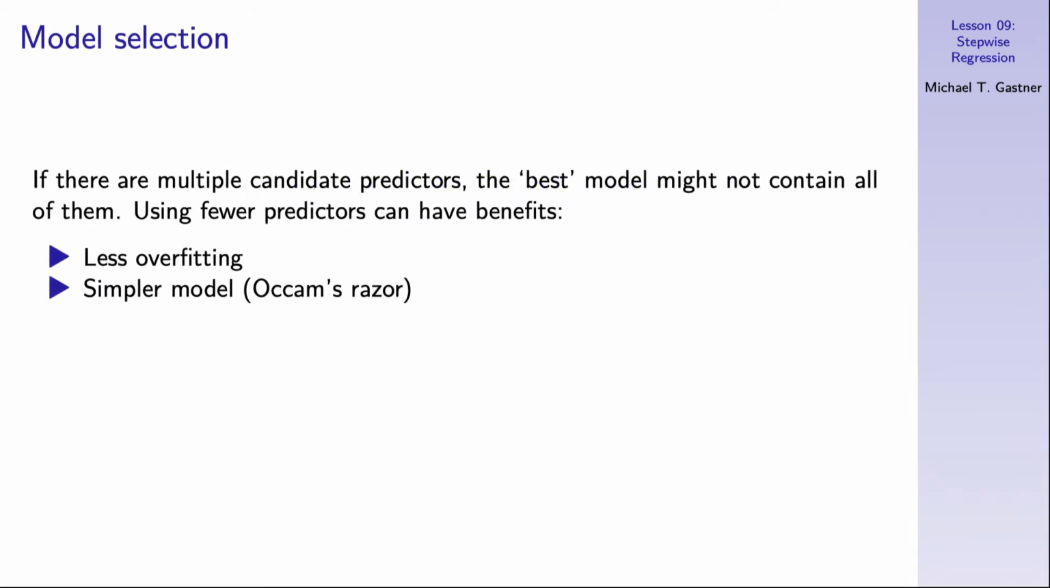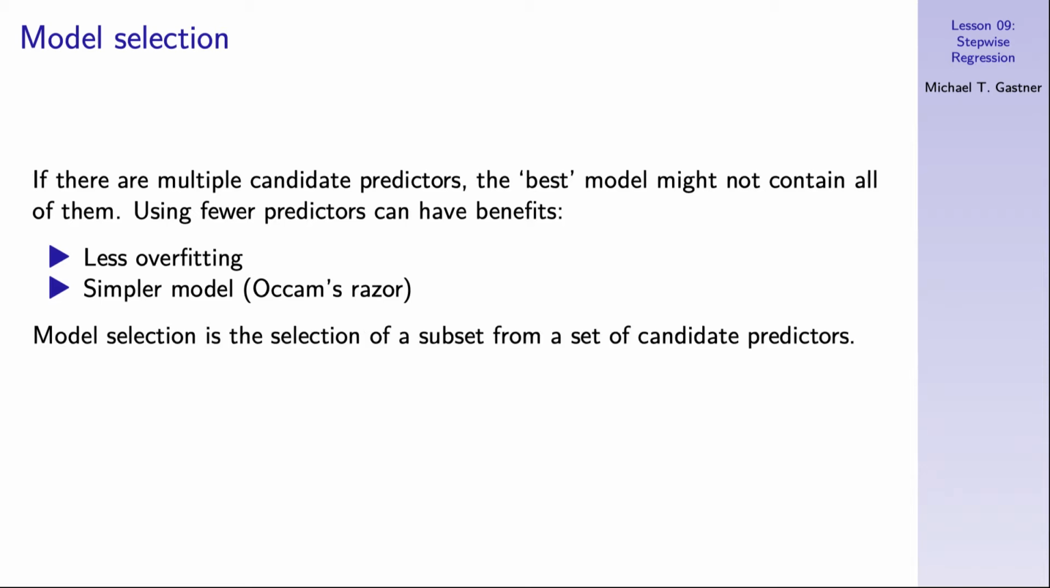If there are multiple candidate predictors, the best model might not contain all of them. Using fewer predictors can have benefits. For example, there is a lower risk of overfitting. That is, using only few predictors generally results in models that fit well to more datasets than only the one we used for fitting the model. Less parameterized models are also more consistent with Occam's razor, which is a philosophical principle that states that simple explanations are better than complicated ones.